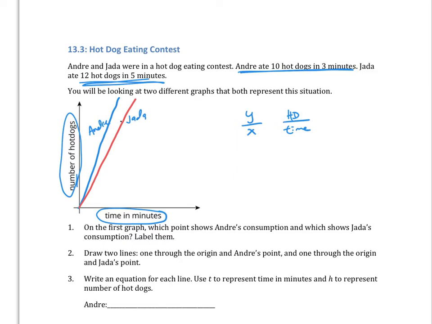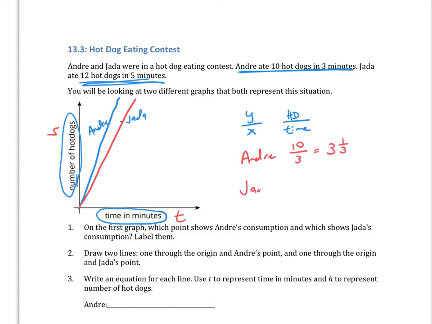Use T to represent minutes, so that's down here, and H to represent the number of hot dogs, that's over here. So let's start with Andre. Remember, whenever we're calculating constant of proportionality, it's always y over x. So for Andre, I'm going to do the number of hot dogs over the number of minutes, which is 10/3. Now 10/3 will end up being a repeating decimal, so we're going to leave that as a fraction. You can either do 10 over 3, or it simplifies to 3 1/3.